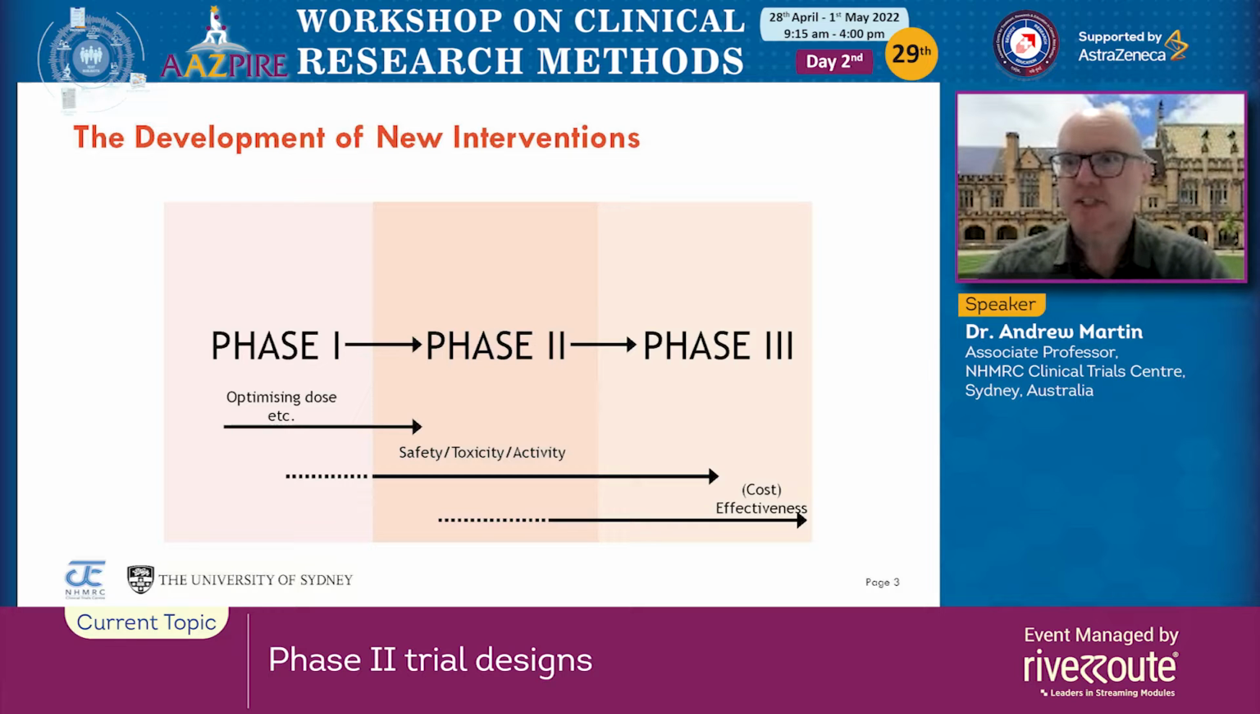Let's jump to Phase 3. Phase 3 is all about determining whether an intervention is ready for use in routine clinical practice. So Phase 3 studies are designed to give very definitive evidence that allows one to make reliable decisions about having a new intervention used in practice in place of what had been used previously. Okay, so sandwiched in the middle, we've got Phase 2.